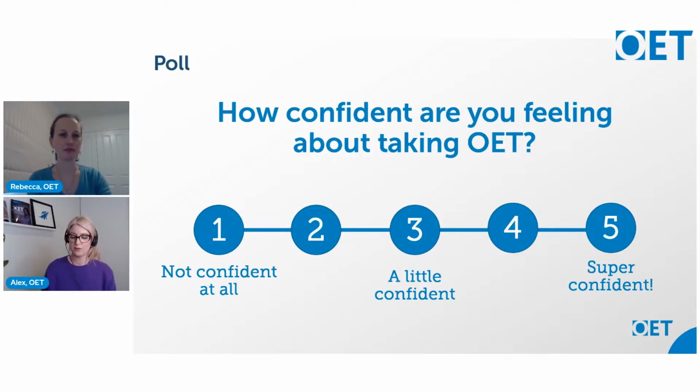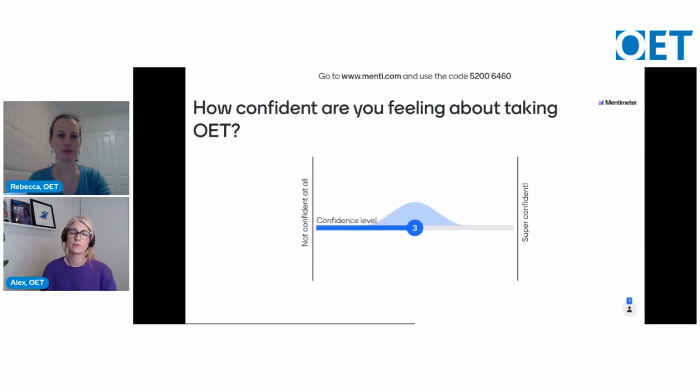Let's have a look at some of the answers coming through. Okay, oh, look, it's not too bad. We've got a couple down in the 1 section, but most people are around 3, so a little confident. So maybe you're feeling okay. You might know a little bit about the test, perhaps. But we want to see everybody up in the 5 zone, of course. It looks like we're sitting at about 3.4 in terms of confidence. Let's see what we can do about that, Rebecca.